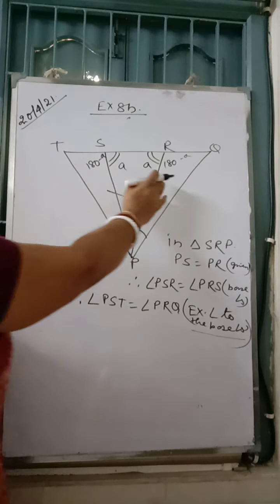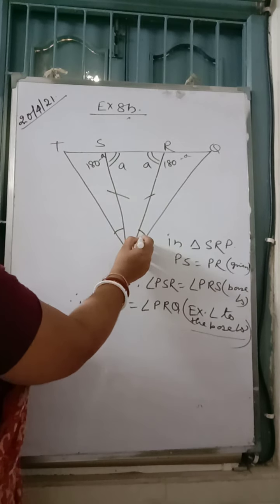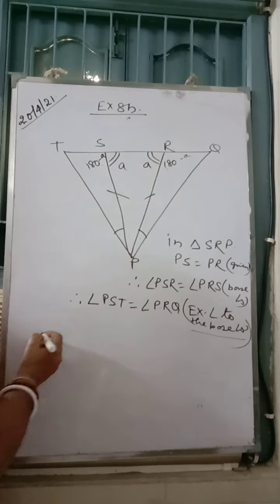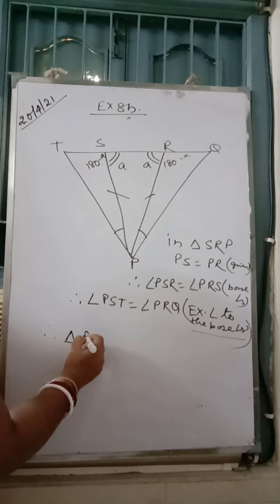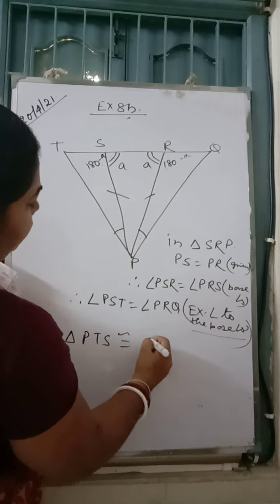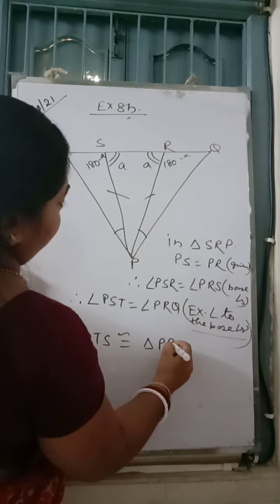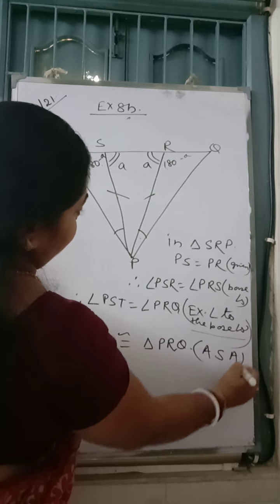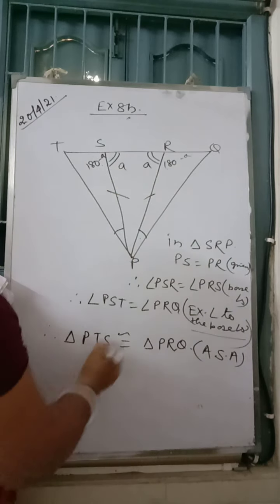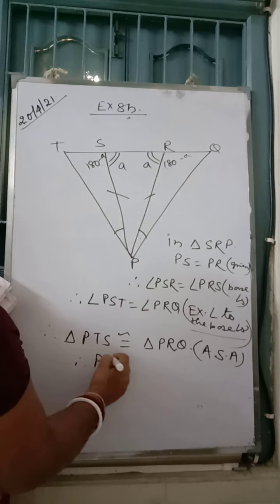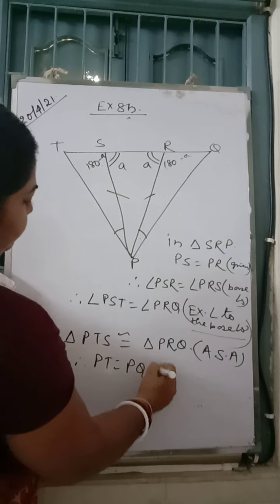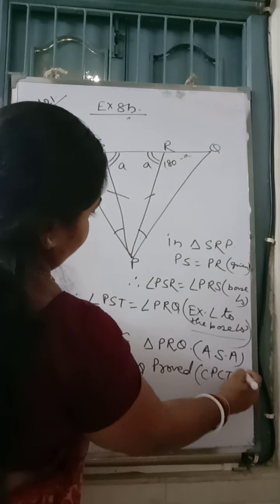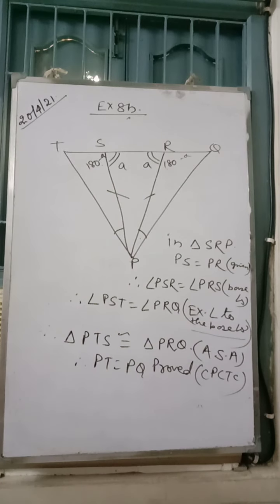Now in these two triangles, this angle is equal to this angle, it is given. This side is equal to this side, it is given. And this angle is equal to this angle. So we can write triangle PTS is congruent to triangle PRQ by ASA. Two angles and the corresponding side are equal. So we can write PT is equal to PQ. Proved by CPCTC. So it was question number 13.